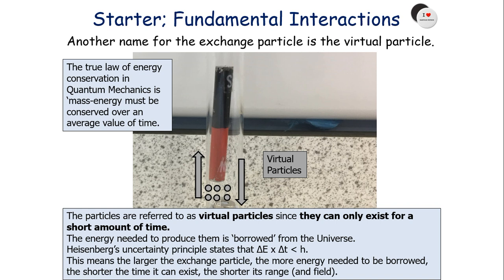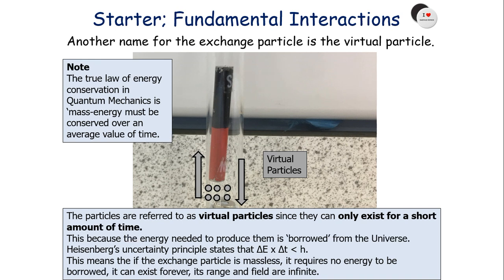Now, this is an extremely important idea, because the larger the exchange particle, the more energy needed to be borrowed from the universe to produce it, so the shorter the time it can exist before the energy needs to be paid back. So the range of that exchange particle is shorter, so the range of the force it produces is a lot smaller. Now, if an exchange particle has no mass, no energy needs to be borrowed from the universe, so that exchange particle can exist forever, so the range of the force it produces is infinite. So why is the electromagnetic force and the gravitational force infinite in range? It's because the exchange particles that produce the interaction are in fact massless.